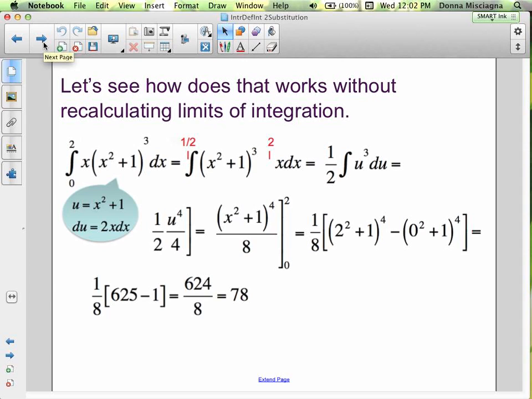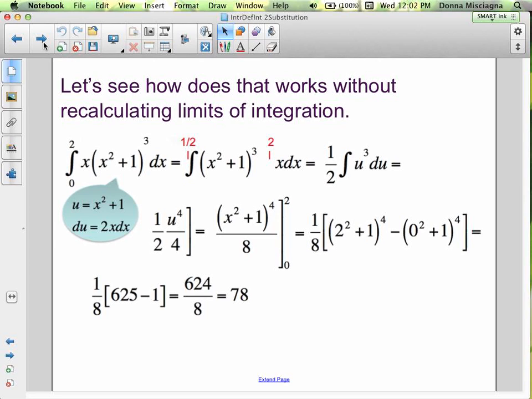All right, so let's see how it works. This is just one completed to give you an idea, and then we'll go through a bunch of problems. I don't have a separate homework on this. I decided I would do a classwork so that we could practice that. Let's see how it works without recalculating limits of integration, so we're going to substitute back again.